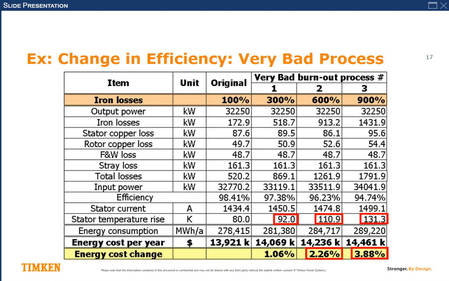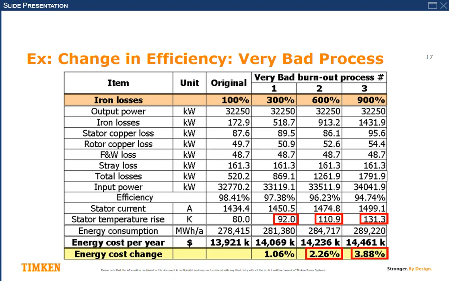Now I can see the temperature rise is going to kill that machine. After one rewind, I've halved the insulation life. Another rewind, I've halved it again. And the third rewind, it's a quarter of it. So you're probably now looking at an insulation life of maybe 2 or 3 years. So this obviously is a significant problem.